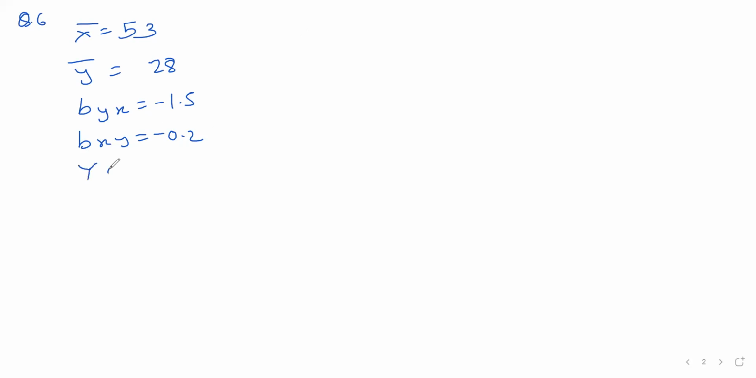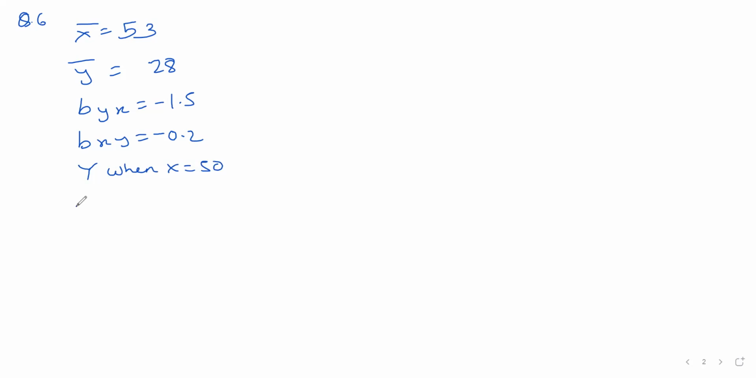Question number 6: for a bivariate data, bar x is 53, bar y is 28, byx is minus 1.5, bxy is minus 0.2. Estimate y when x is 50. You have to find y when x is 50.